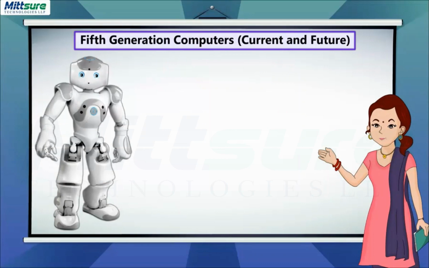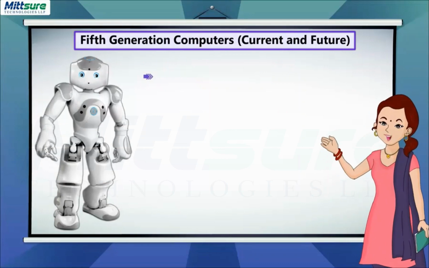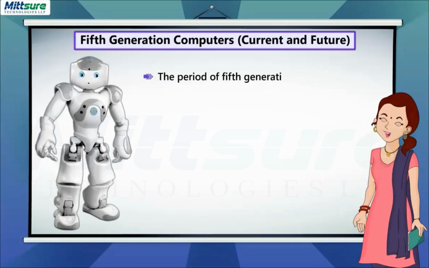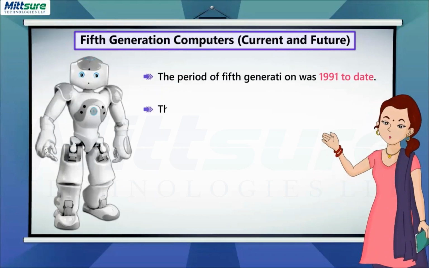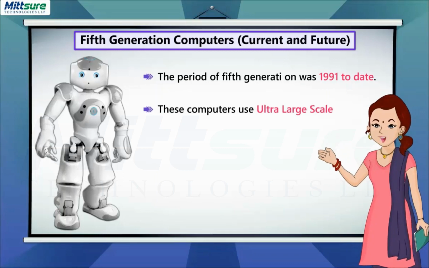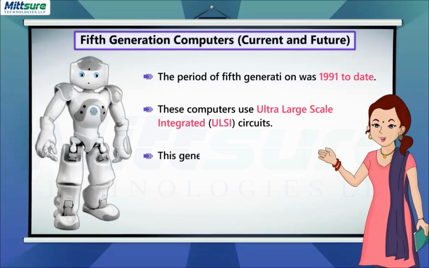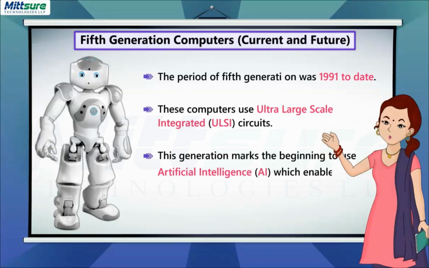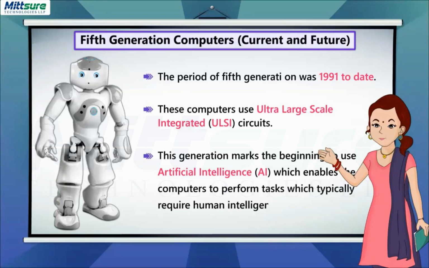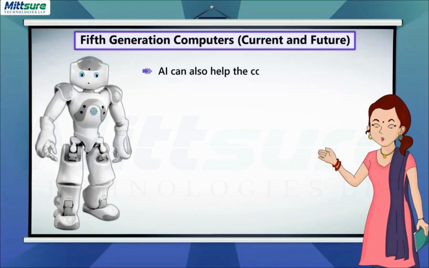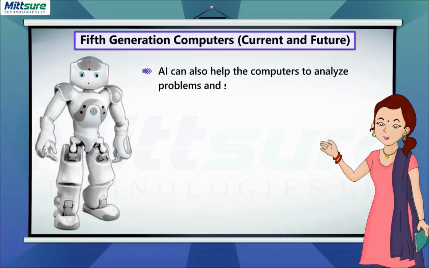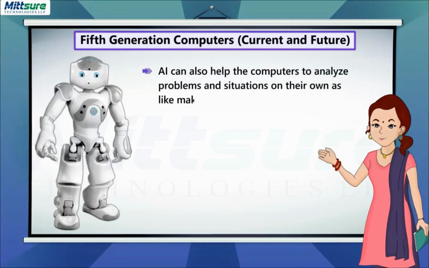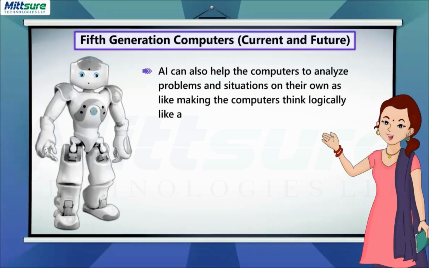Fifth generation computers, current and future. The period of fifth generation was 1991 to date. These computers use ultra-large-scale integrated circuits, ULSI circuits. This generation marks the beginning to use artificial intelligence, AI, which enables the computers to perform tasks which typically require human intelligence. AI can also help the computers to analyze problems and situations on their own, making the computers think logically like a human.